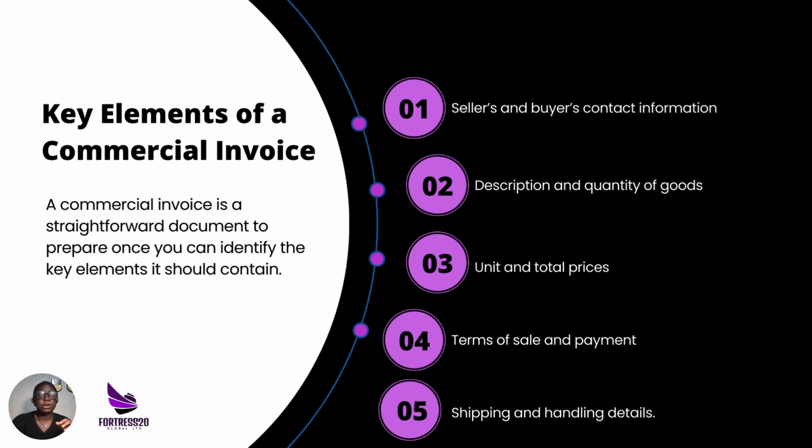Now we know why a commercial invoice is important. Now let's take a look at the key elements of a commercial invoice. First is the seller and buyer information. The next is the description of goods or services. Next are the unit and total prices. Next, we have the terms of sales and payment. And finally, we have the shipping and handling details. Overall, the commercial invoice is a crucial document for ensuring smooth international trade transactions and compliance with trade regulations.